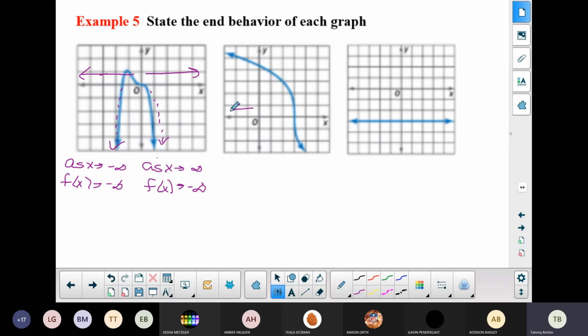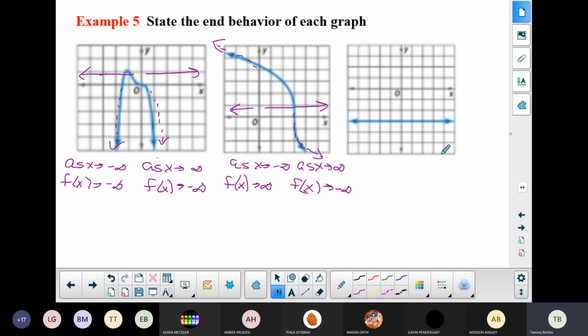This one here, as x approaches negative infinity, as we go to the left, notice here your graph is getting bigger and bigger and bigger. So our f of x approaches positive infinity. And then as we go to the right, as our x approaches positive infinity, our f of x, notice, is getting smaller and smaller and smaller. So our f of x is approaching negative infinity.